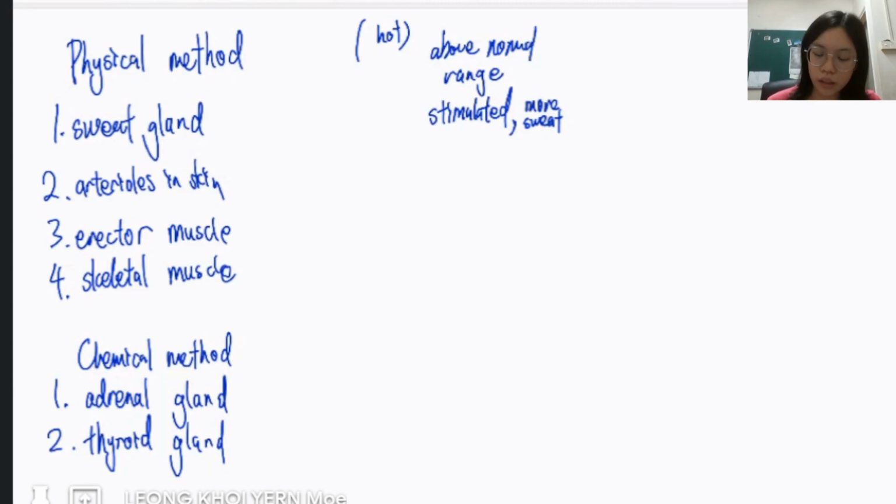And what about below the normal range? Below the normal range means you are very cold, and when you are very cold you won't sweat. So the sweat gland will be less stimulated and less sweat will be produced.